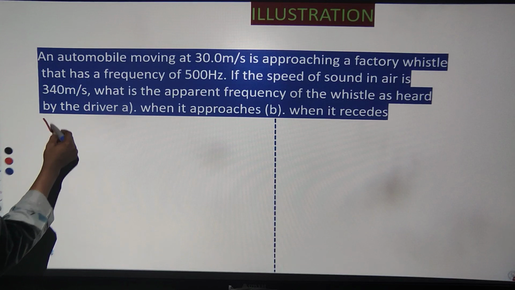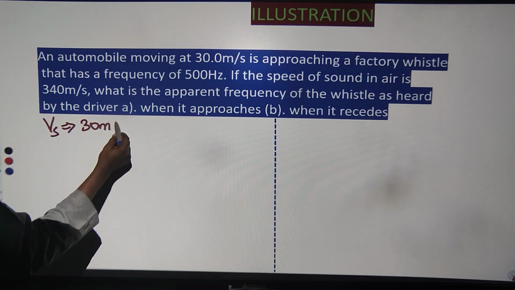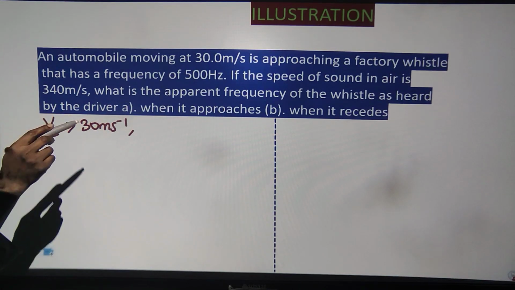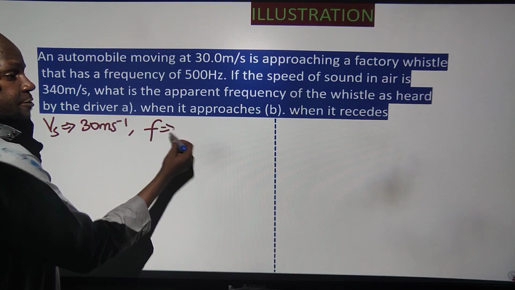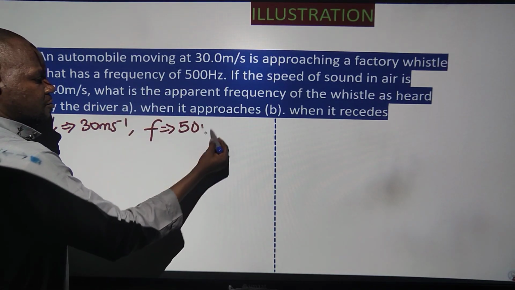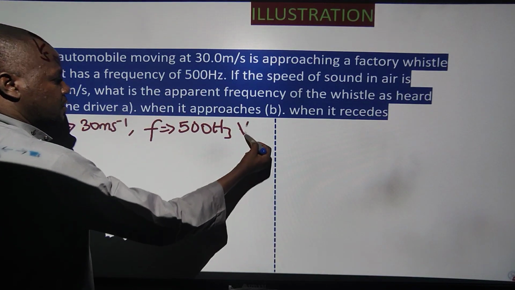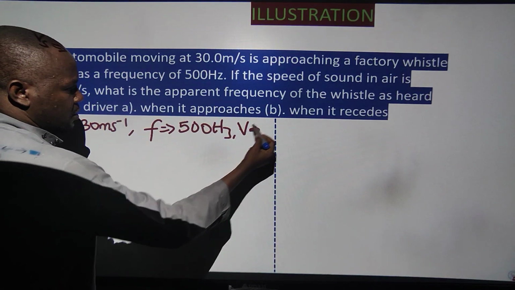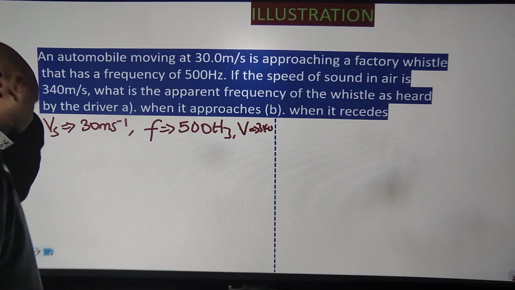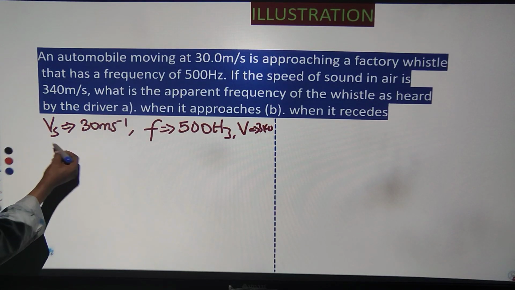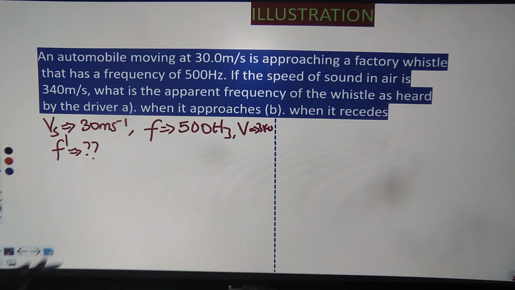The source is moving at 30 meters per second towards the factory, which has a frequency of 500 hertz. So the initial frequency, which I write as F from my formula derivation, is 500 Hz. The speed of sound, which I wrote as V, is 340 meters per second. What is the apparent frequency, that is the new frequency, from the Doppler effect? So F dash, which you don't know, I write down as a question mark.